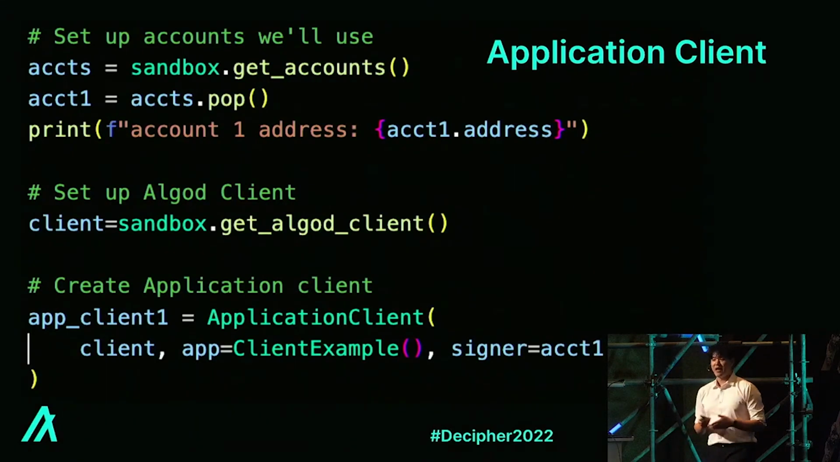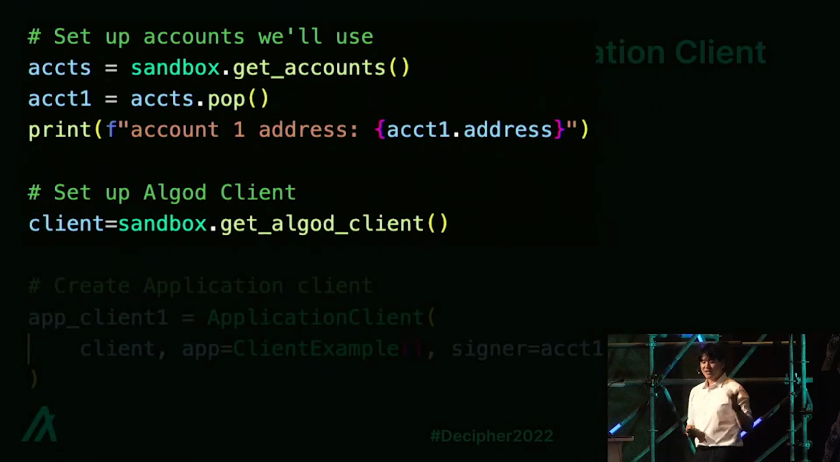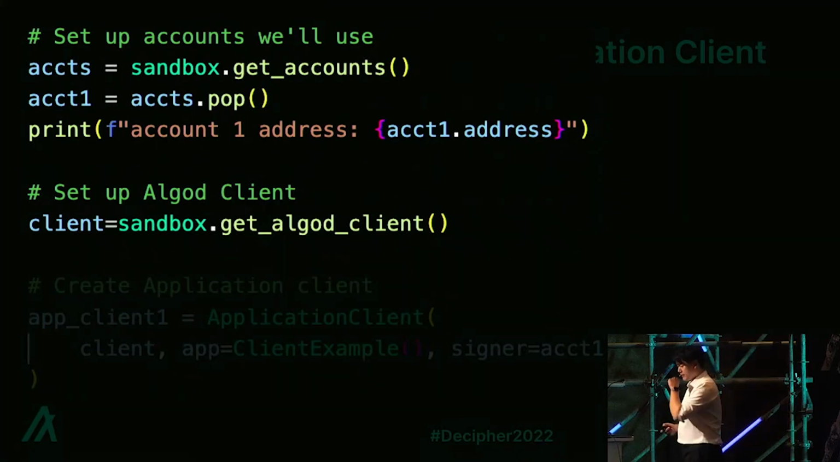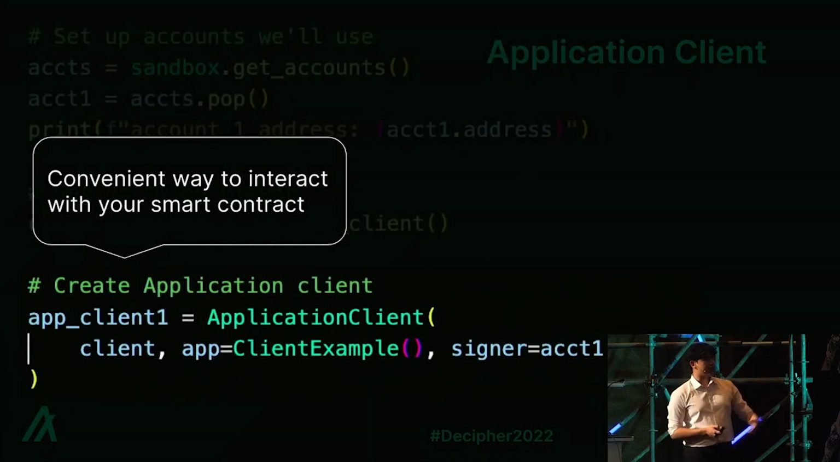All right, moving on to my favorite part of Beaker, the application client. Up here, we're doing the same thing. We're using the Sandbox module to get the accounts to set up the Algorand client. And we're going to use those two values to set up the application client.